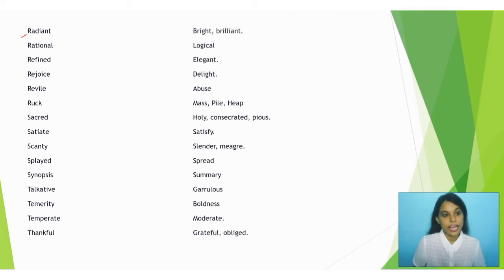The next word that you have is radiant, like glowing, bright, brilliant. Next is rational. Rational means logical. Next you have refined means elegant. Rejoice means happy, delight. Next is revile. Revile means abuse. Rick means mass or pile or heap. Sacred means holy, consecrated, or pious. Then we have saturate. Saturate means to satisfy.